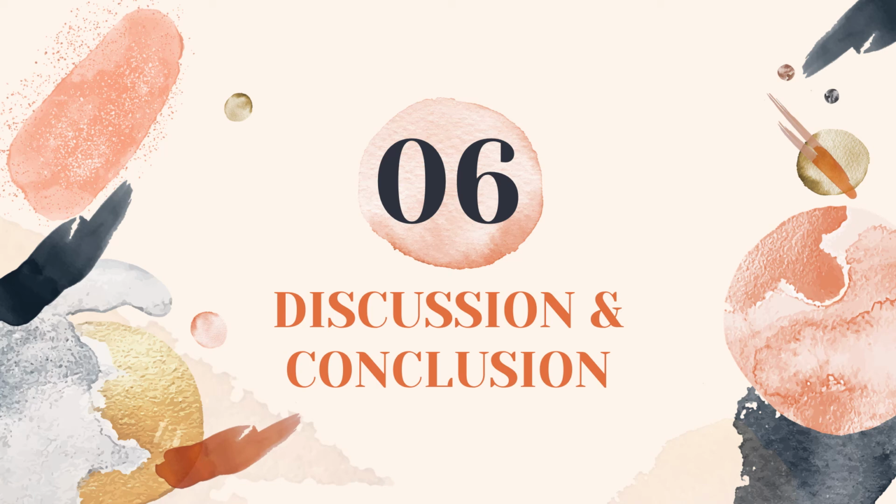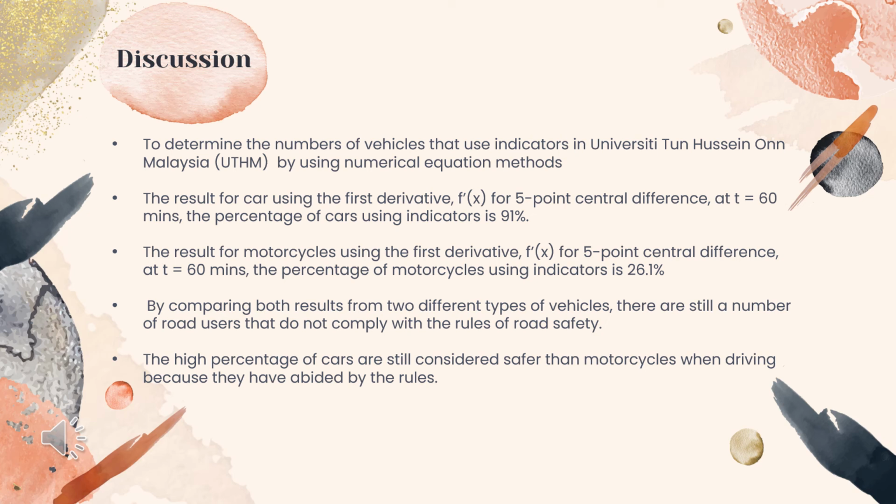Moving on to the sixth one, discussion and conclusion. For the discussion, this study is to determine the number of vehicles that use indicators in University Tun Hussein Onn Malaysia by using the numerical differentiation method. From the experiment conducted, we found that from the first derivative f prime x for the 5-point central difference at t equal to 60 minutes, the percentage of cars using indicators is 91%, while for motorcycles it is only 26.1%.